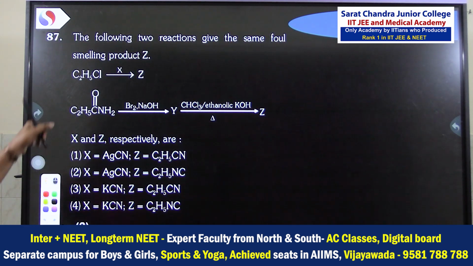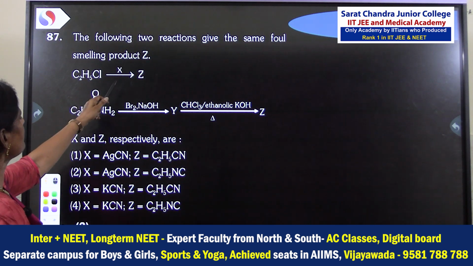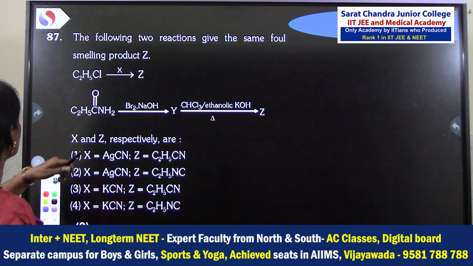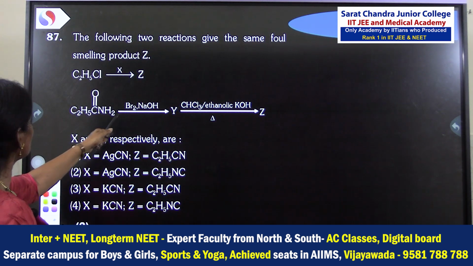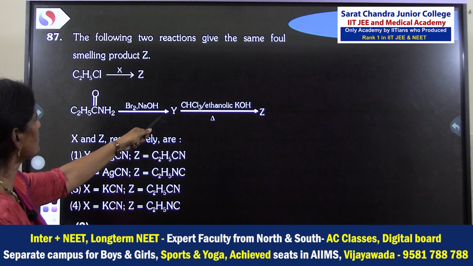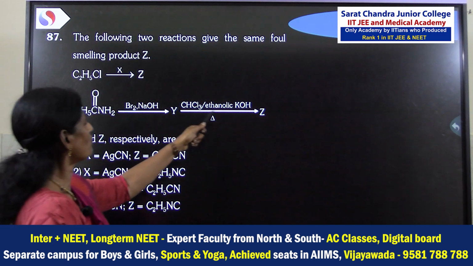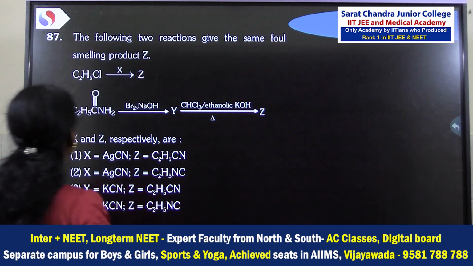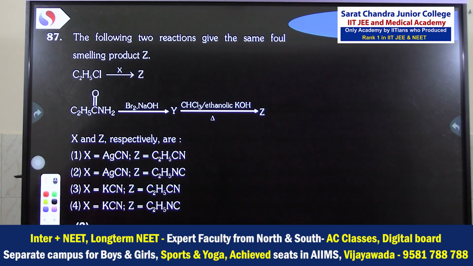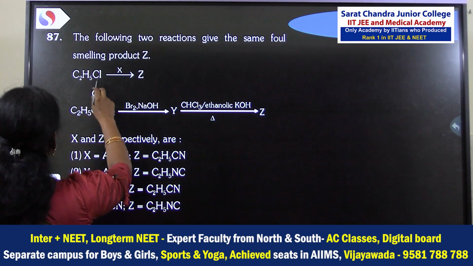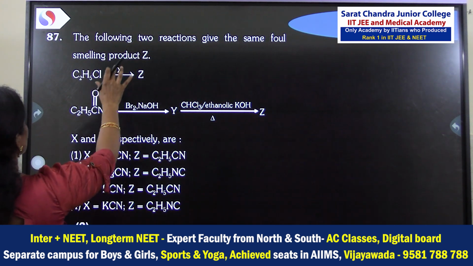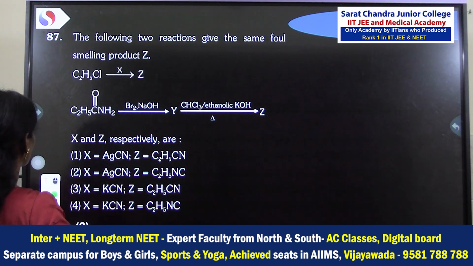Next, 87. The following two reactions give the same foul-smelling product, Z. Foul-smelling compounds are generally isocyanides. Isocyanides are foul-smelling compounds. When ethyl chloride is treated with X, that gives Z. And C2H5CONH2 in the presence of Br2 and NaOH gives Y. Y on treating with chloroform and ethanolic KOH gives Z. So the same foul-smelling product. When ethyl chloride is treated with which reagent does it form a foul-smelling compound?